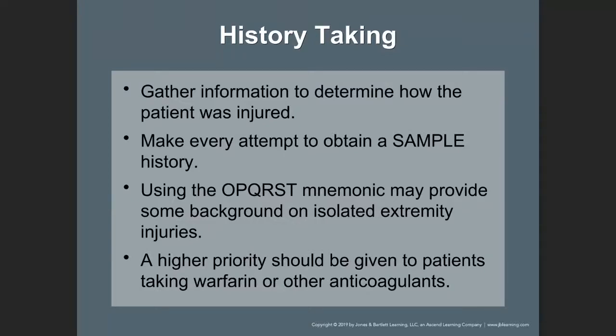Gather information to determine how the patient was injured. Make every attempt to obtain a SAMPLE history. Using the OPQRST mnemonic may provide some background on isolated extremity injuries. So the OPQRST provides information on the presenting injury or problem. A higher priority should be given to patients taking warfarin or other anticoagulants, and that makes a lot of sense because these patients would be at risk of bleeding profusely.